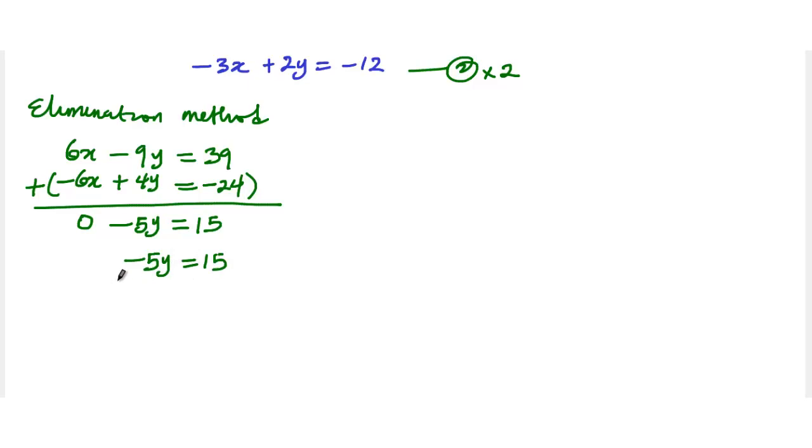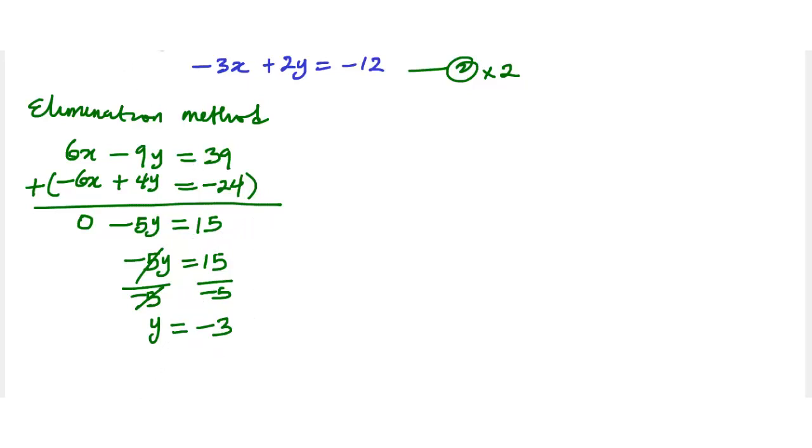What we do is divide both sides by the coefficient of y, which is minus 5. This cancels this. So we have y is equal to 15 divided by minus 5, and that will give us minus 3. So y is equal to minus 3. So that has been done.